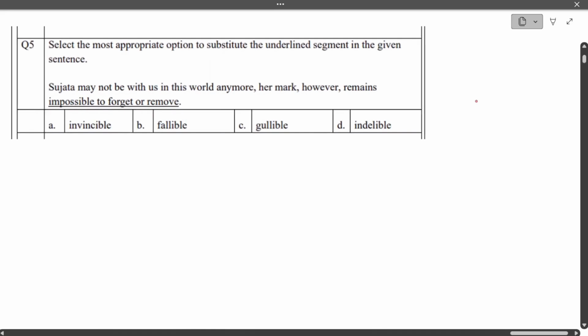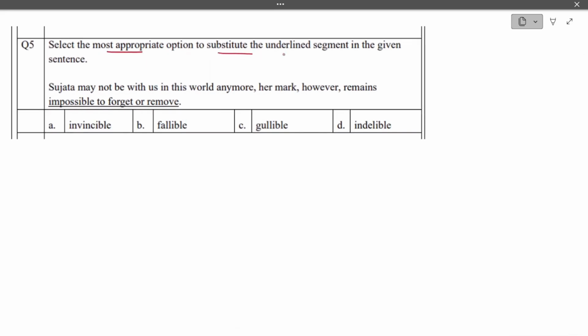Okay, let's now look at this question. Again, we have a similar kind of question: select the most appropriate option to substitute the underlined segment in the given sentence. Let's read it out, and this is the underlined segment. Sujata may not be with us in this world anymore. Her mark, however, remains impossible to forget or remove.